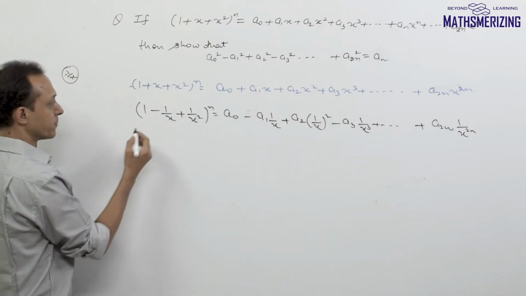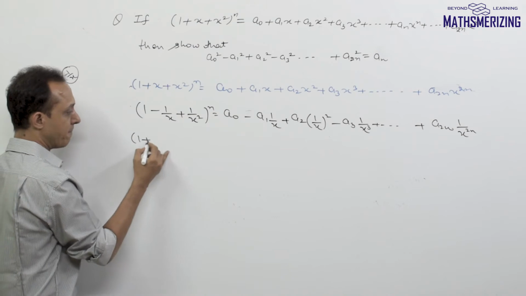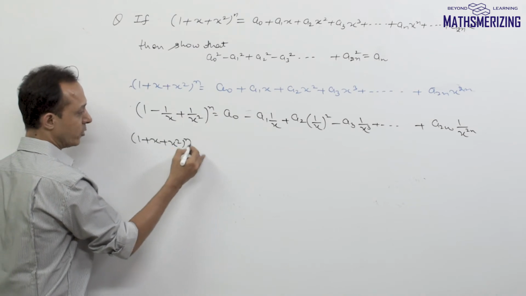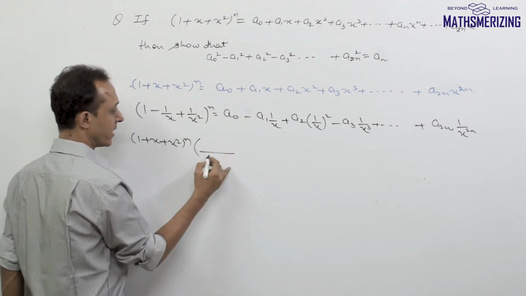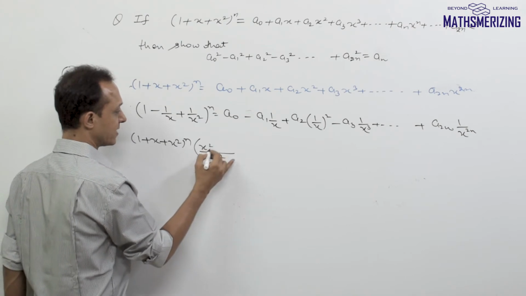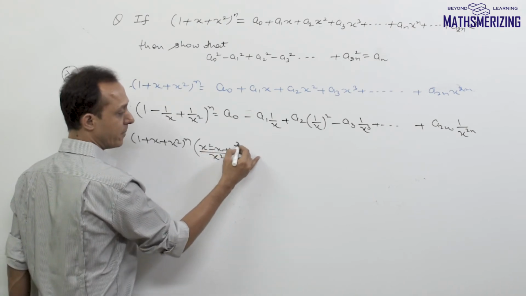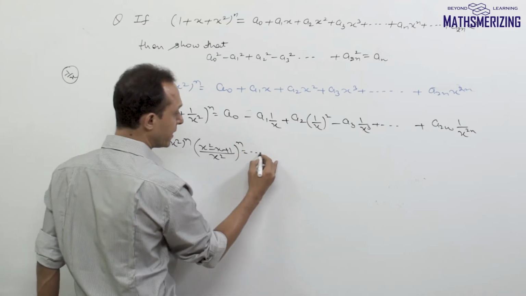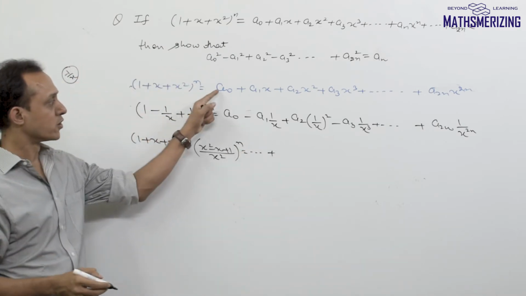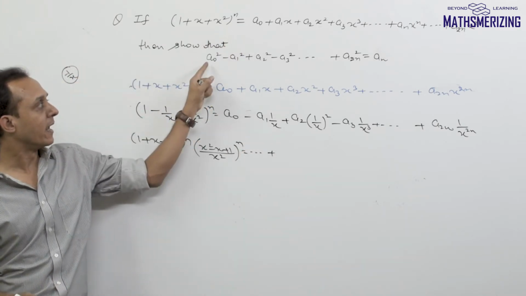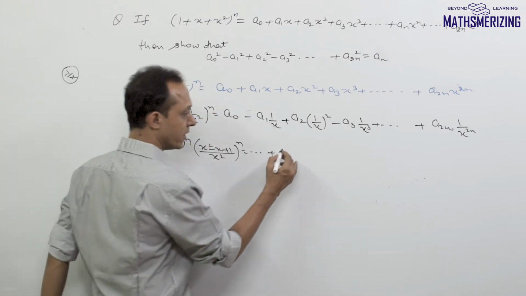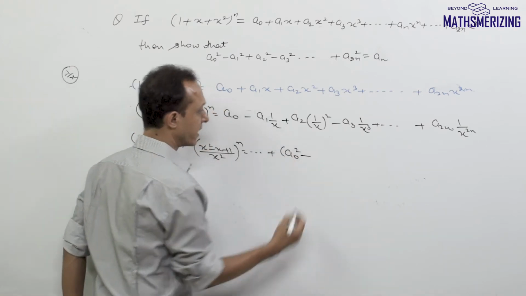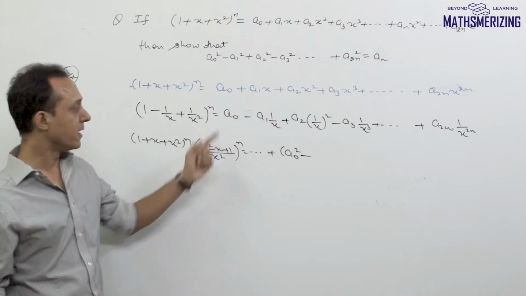If I multiply the two expressions, I'll write (1 + x + x²)^n, and here I'll take x² as the LCM. I'll write ((x² − x + 1)/x²)^n, and here there'll be many terms, but I'll just focus on the series that I need. I need a0². So if I multiply a0 with a0, I'll get a0², and then minus a1 into a1 is a1².